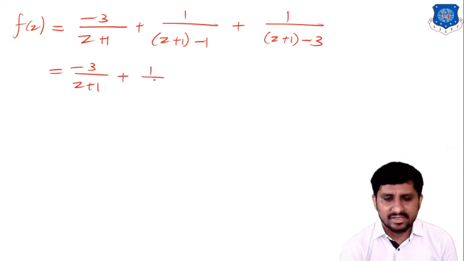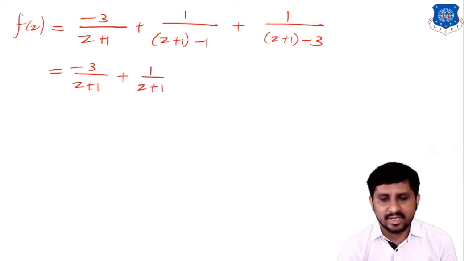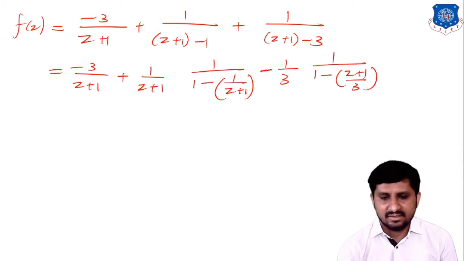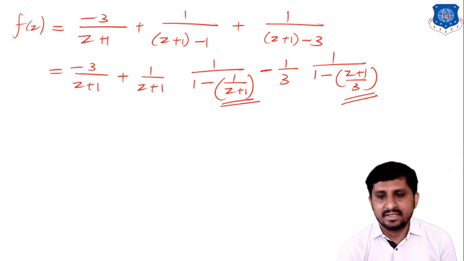Now here, 1 upon z plus 1 I want to write outside the bracket. So here you have 1 minus 1 upon z plus 1, and plus 1 upon, with 1 by 3 common, z plus 1 by 3 minus 1, but I want to write 1 minus z plus 1 by 3. So instead of plus I have to write minus, right? And the modulus value of both these terms, mod 1 upon z plus 1 and mod z plus 1 by 3, is less than 1.